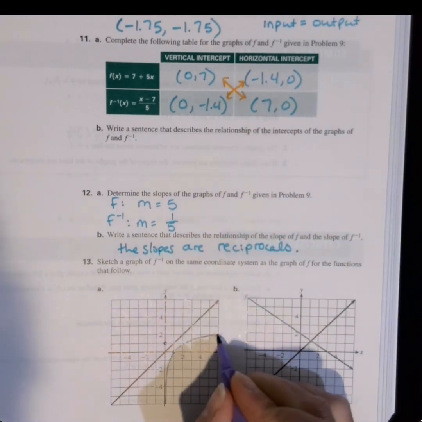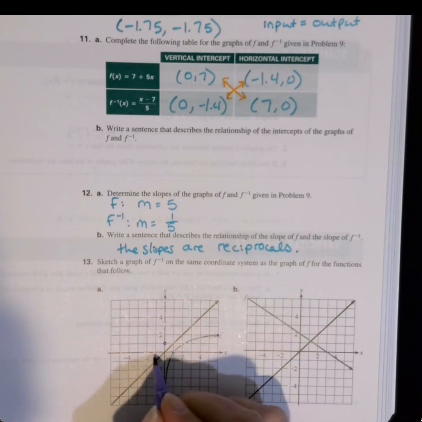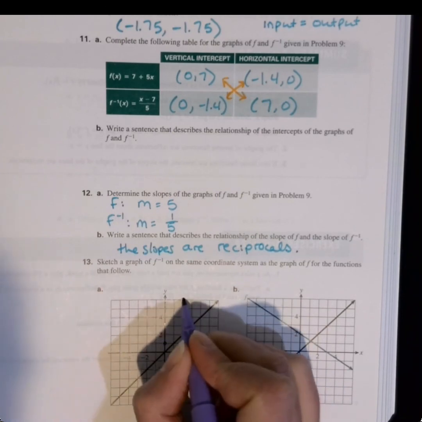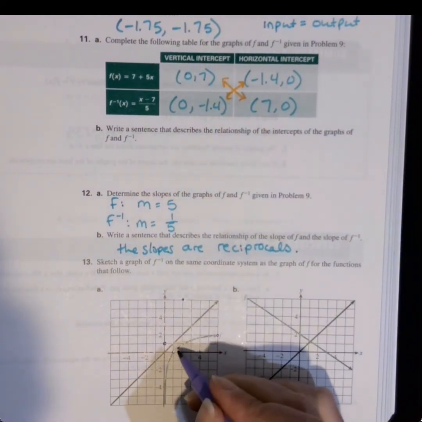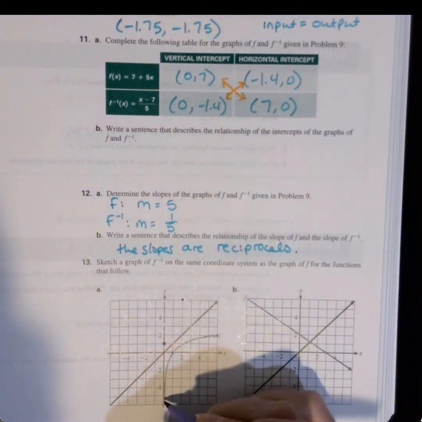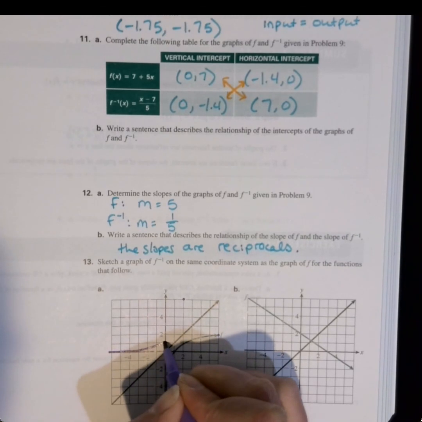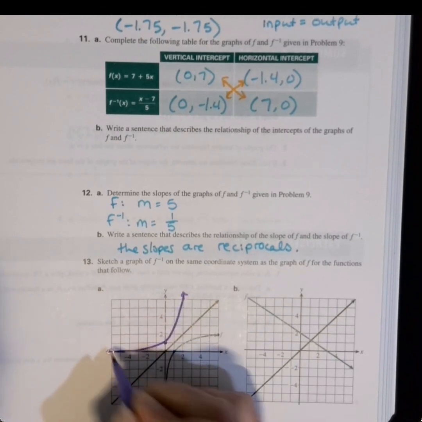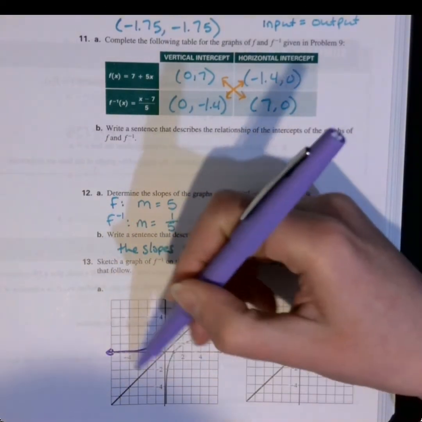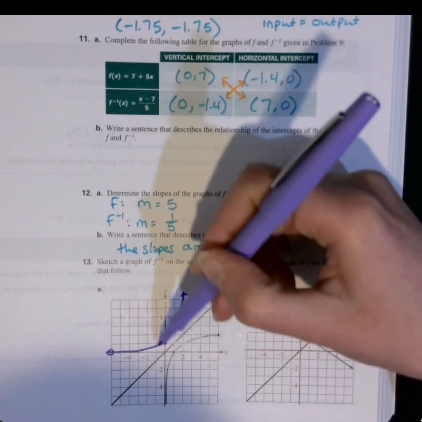And you can see they're equidistant across y equals x. If I look at this point right here, this is the point 6, 2. So I should have the point 2, 6. And those would be equidistant. Okay, then I get really, really close to, but don't touch the y-axis. So I should get really, really close to and don't touch the x-axis. And this would be what the inverse should look like. You can see symmetry, equally spaced from here to here, equally spaced across y equals x.